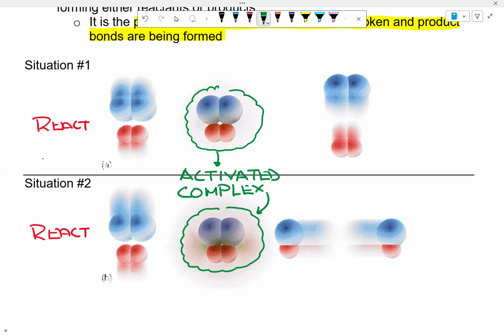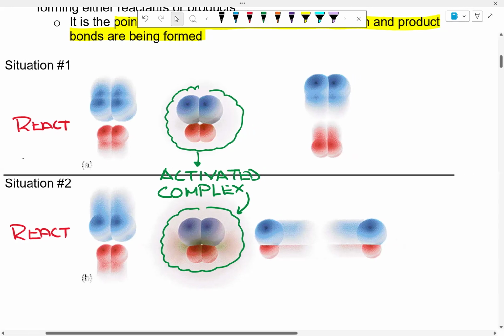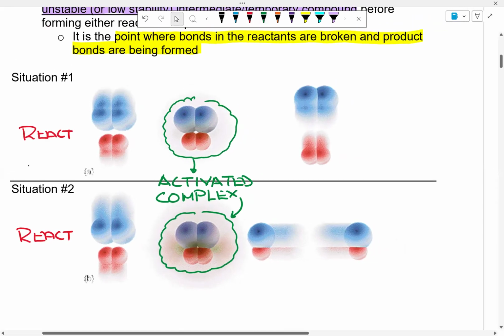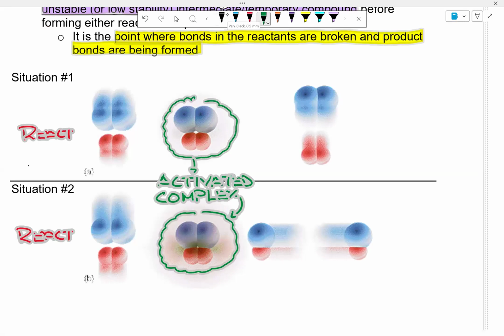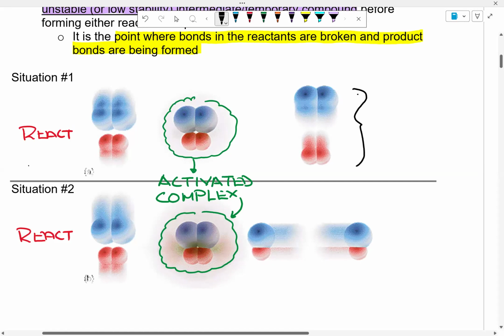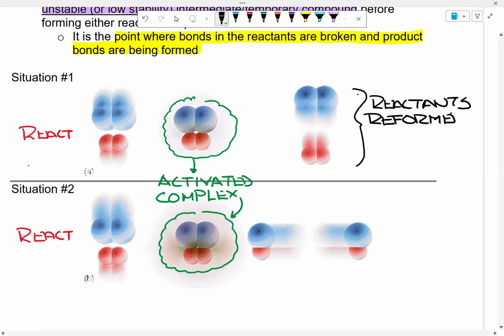Okay? Now, so again, this is a high energy, unstable intermediate compound. Okay, and now in this particular scenario, situation one, you notice that you get the exact same reactants back. So in this particular case, what happens is you have the reactants reformed, because of low energy.